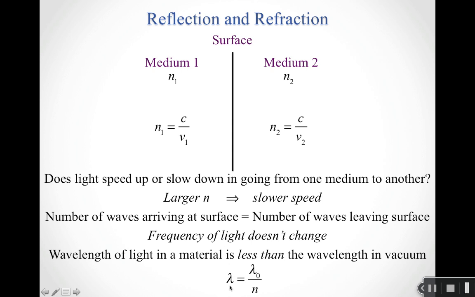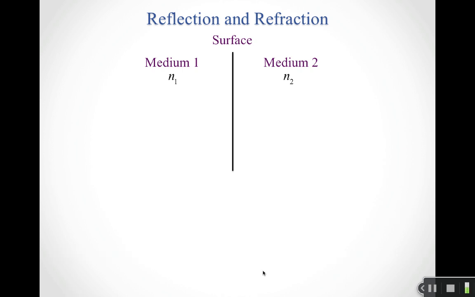And so we can calculate what the wavelength of light is within some other medium, and it's going to be lambda naught, the wavelength in vacuum, divided by the index of refraction. So clearly the larger you make the index of refraction, the more you're changing what that wavelength is as it travels through the medium.